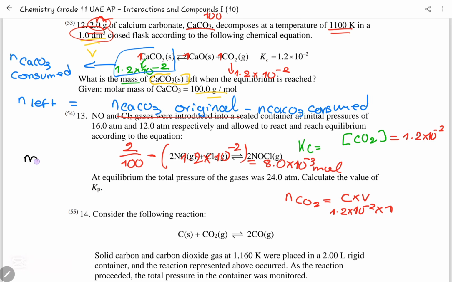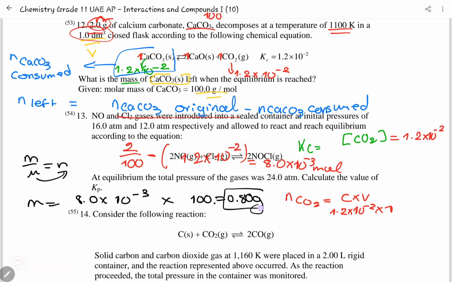Now, how do you find the mass? You should know mass over molar mass is number of moles. So the mass is equal to the number of moles, which is 8.0 times 10 to the power of minus 3, times the molar mass, which is 100, and we'll put it to the appropriate significant figures, which is 2. So it's going to be 0.80 grams, and there you go. This is the mass of calcium carbonate.